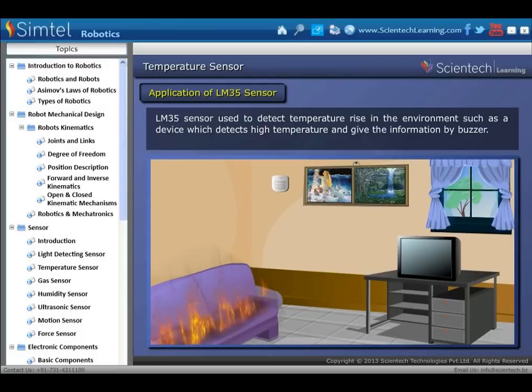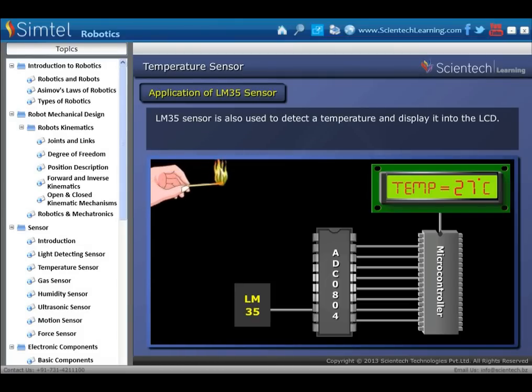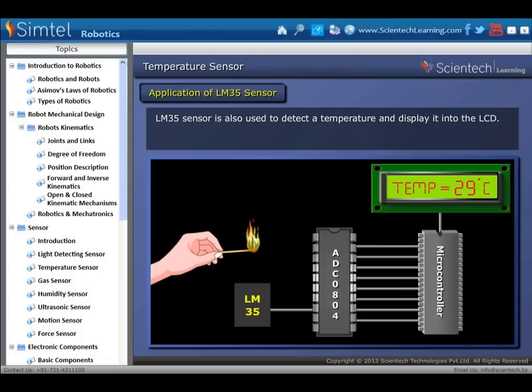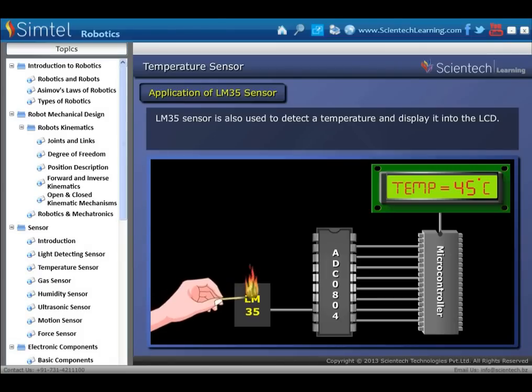Next, we will discuss the application of the temperature sensor. The LM35 sensor is used to detect temperature rise in the environment, such as a device which detects high temperature and gives the information by buzzer. These types of systems are used for security purposes. The LM35 sensor is also used to detect a temperature and display it on display devices, such as LCD and 7 segments.